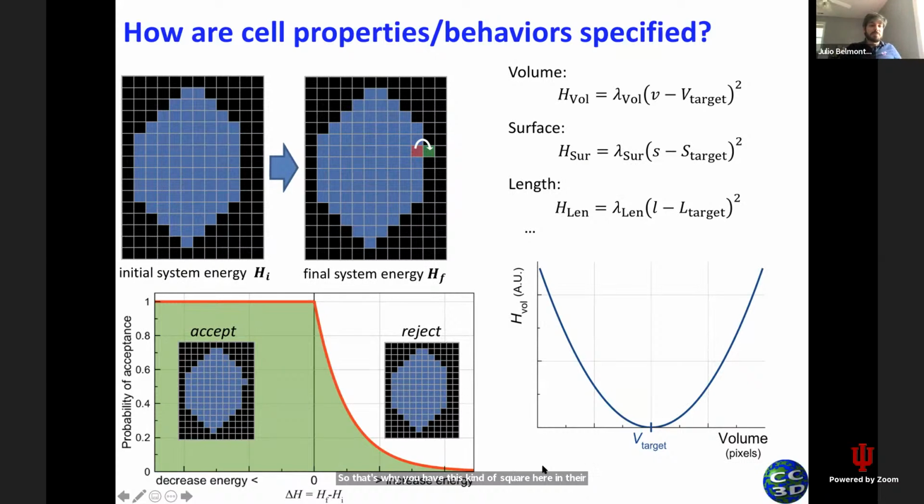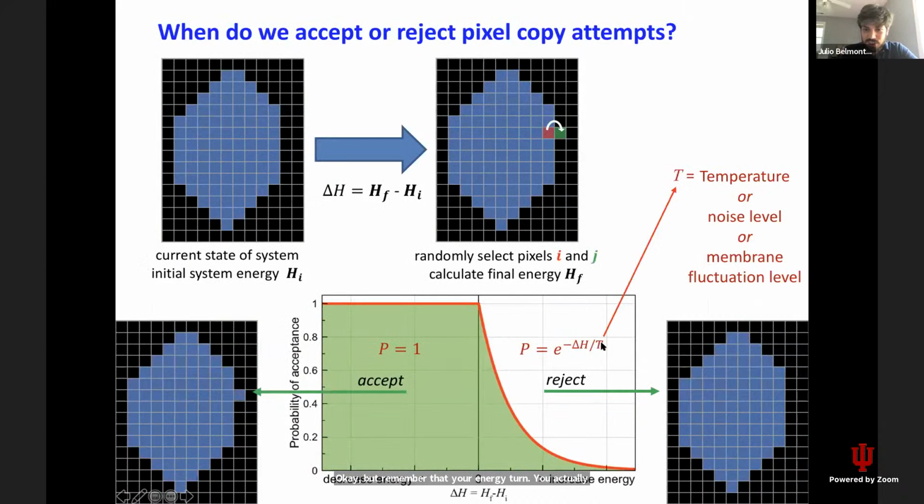How are ideal lambda parameter values chosen? Okay, that's a good question. That depends. It's a little bit of an art, okay? But remember that you are choosing your energy term with respect to the noise level of the system. So usually you want to choose a value of those lambdas that is about the same value as your T, as a temperature or membrane fluctuation level. But there are many things that affect that, okay?